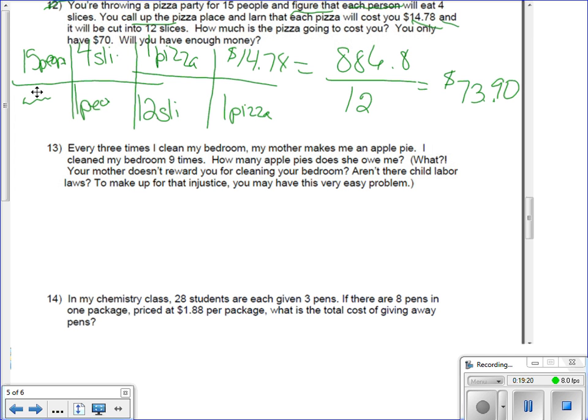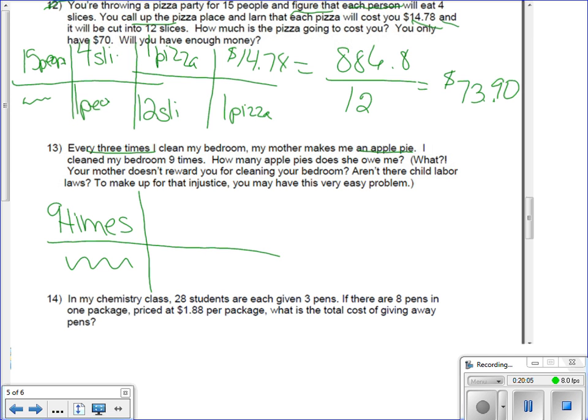All right, number 13. Every 3 times I clean my room, my mother makes me an apple pie. All right, so that very first sentence is a conversion factor. You have every 3 times equals 1 apple pie. I clean my room 9 times. How many apple pies does she owe me? Does the 9 times equal anything? No. It's not a conversion factor. So since it's not a conversion factor, that's what we start with. So 9 times.